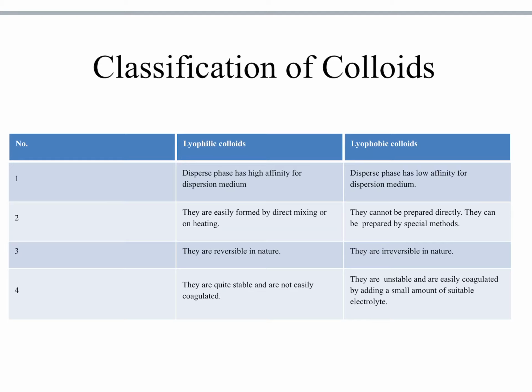Light scattered by these colloidal particles. Colloidal particles scatter light. This phenomenon of scattering of light by colloidal particles, which can be observed at right angles to the path of light, is called the Tyndall effect. And these colloidal particles always keep on moving. This is called Brownian motion.